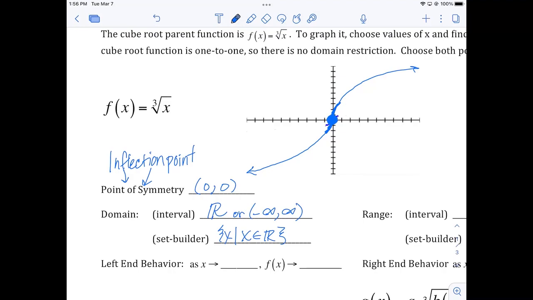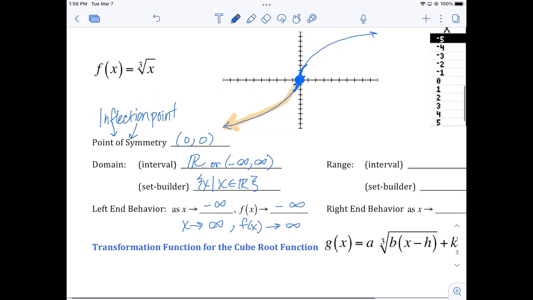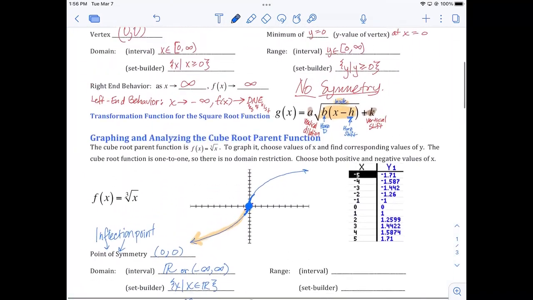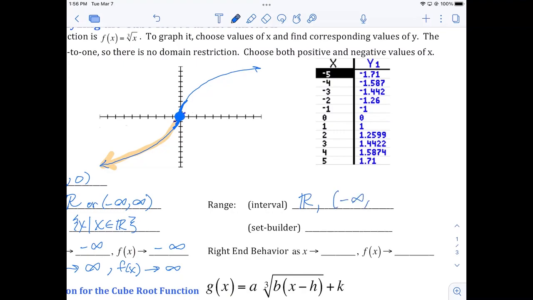Left end behavior. What's the left end behavior? As we go out to the left, where is it going? It's going down, down, down. So as we go out to the left, we're going down. And then as x goes to positive infinity, we go up. F of x is going to infinity. All right. What else? Range. What's the range of this function? Same thing. Set of all real numbers. It's negative infinity to infinity.